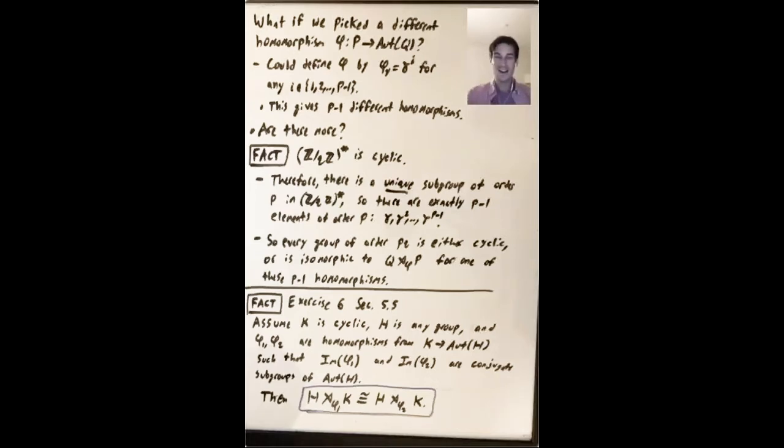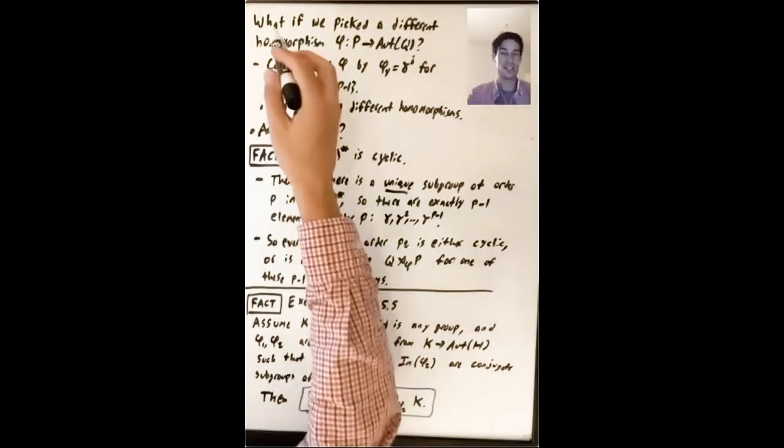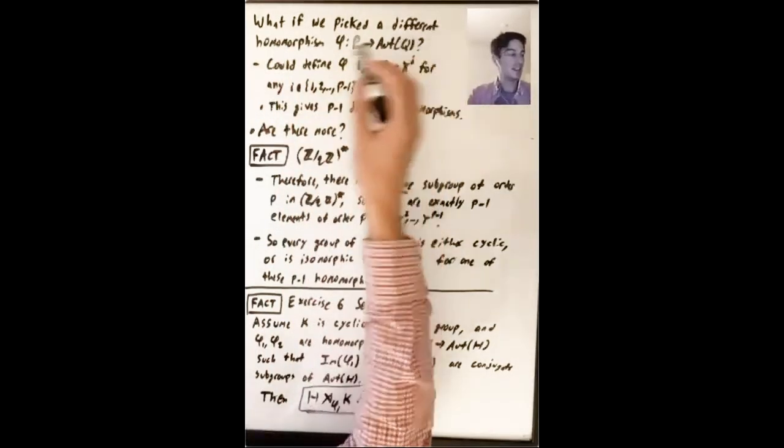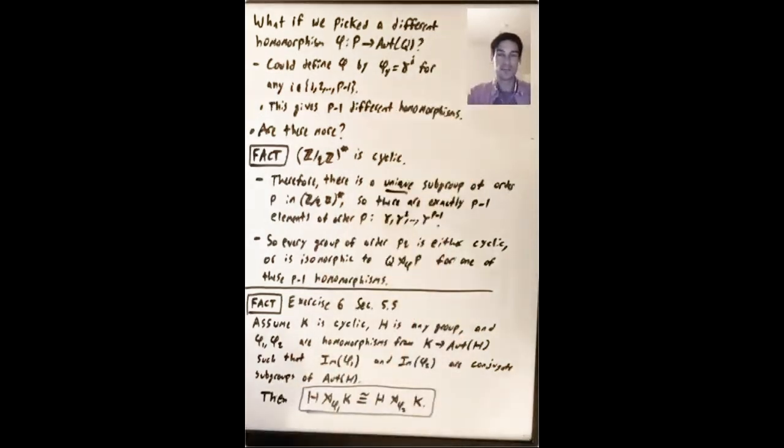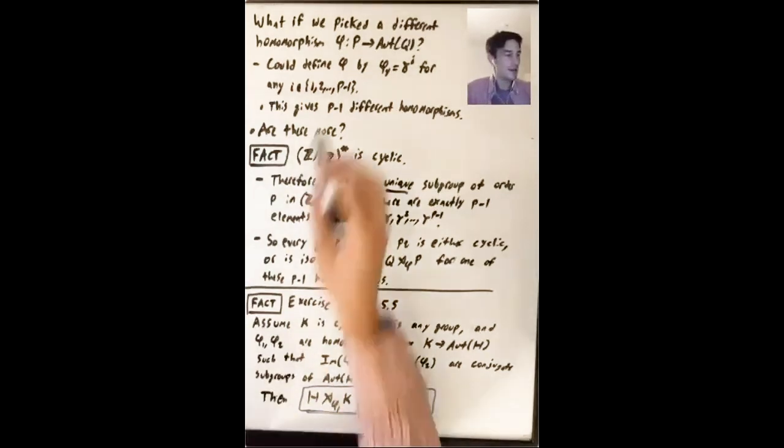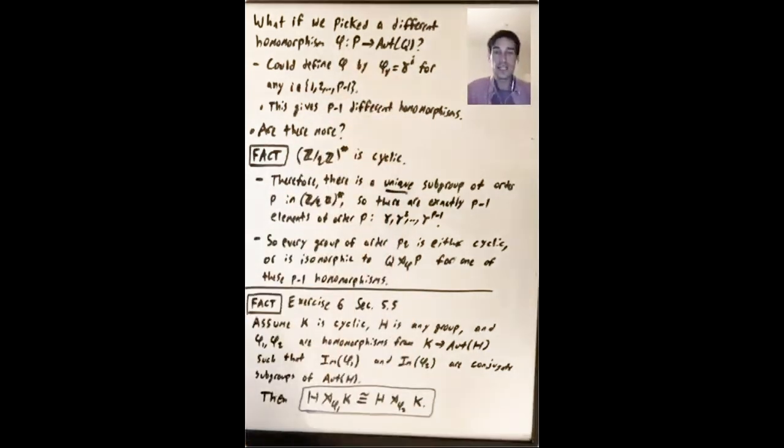We saw how to construct one non-trivial homomorphism from Z/pZ to Aut(Z/qZ). So the next question is, what if we had picked a different homomorphism? That first homomorphism gave us a non-abelian group of order pq, the semidirect product of Z/qZ and Z/pZ with respect to phi. But what if we change phi to a different homomorphism?